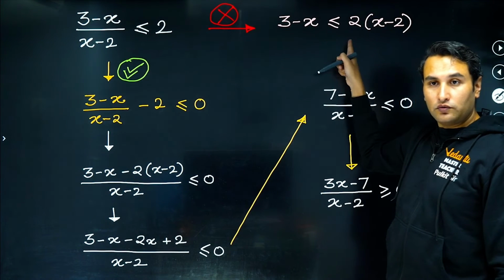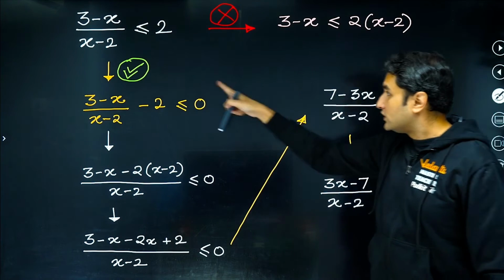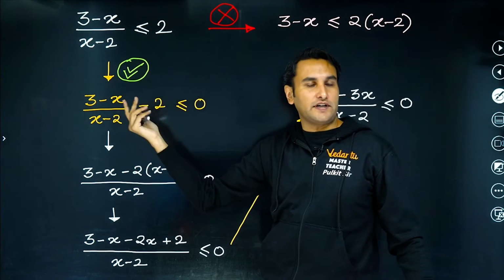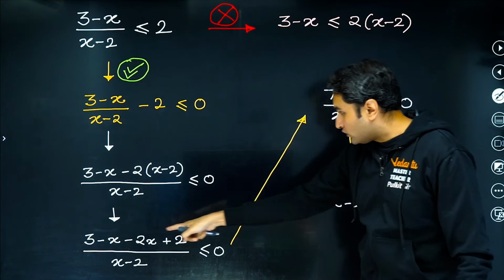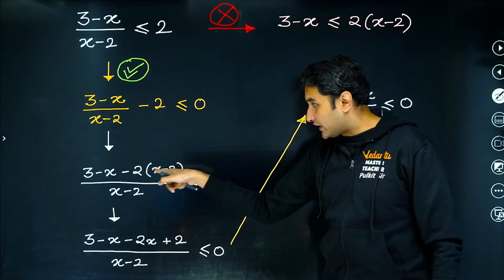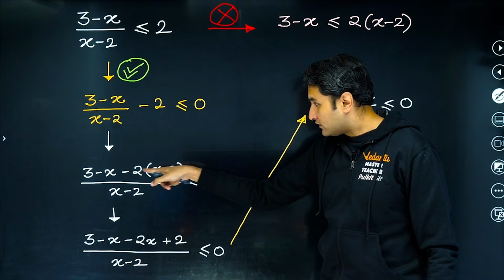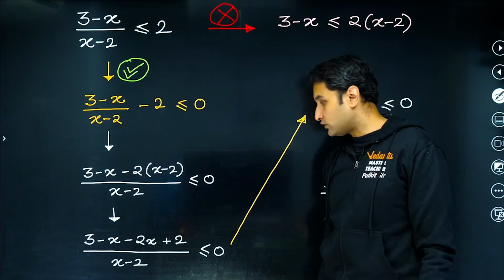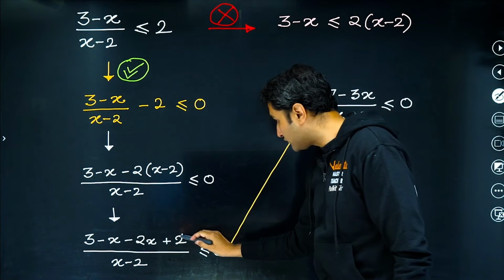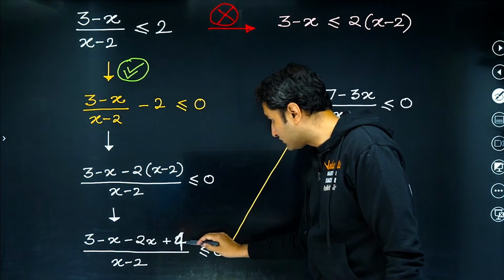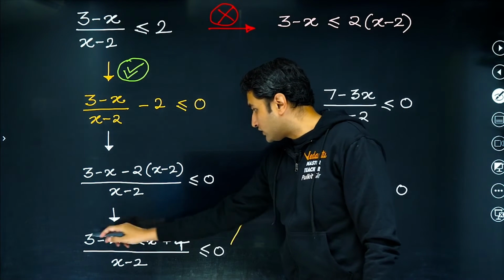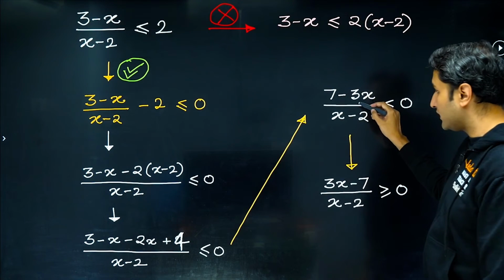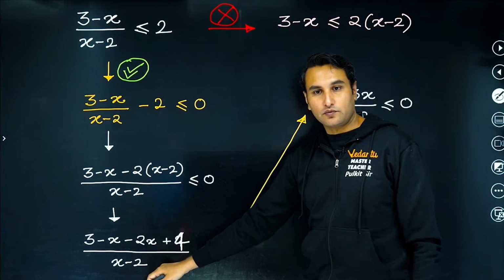This we should not do. Cross multiply we should not do. This we should do. Take 2 on the other side or subtract 2 from both the sides. One and the same thing, right? So this will convert into, after taking LCM, minus 2x minus 2 multiplied by minus 2 plus 4. है ना? तो यहाँ पे कितना आ जाएगा? My bad. This will be plus 4 here. Alright. So 3 plus 4, 7. Minus x minus 2x, minus 3x upon x minus 2.